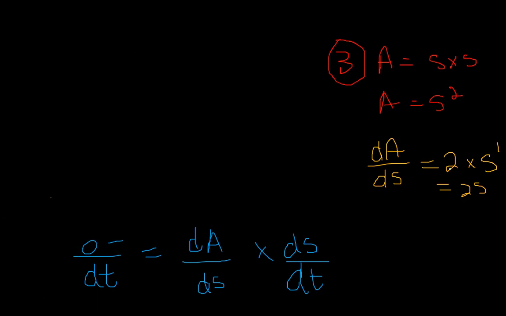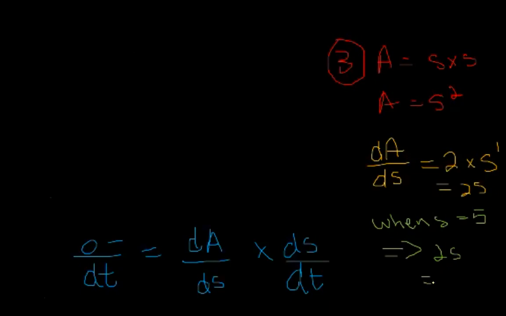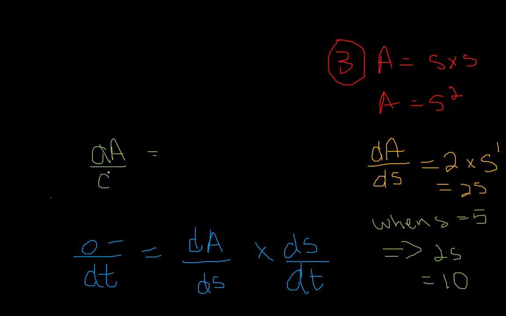So they say, okay, dA on ds is 2s. So let me substitute the value of 5 one time when s is equal to 5. Then 2s has to be equal to 10 because 2 times 5 is 10. And then they would go back here and say, okay, dA on dt is dA on ds times ds on dt. I know dA on ds is 10. ds on dt, which it gave me, is 4. So 10 times 4 is 40 centimeters.